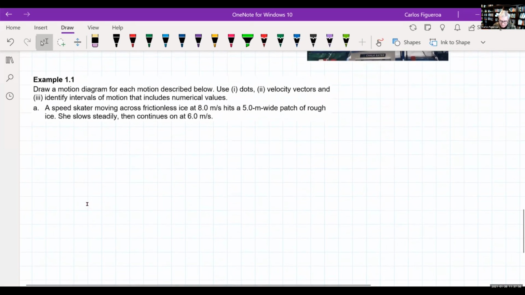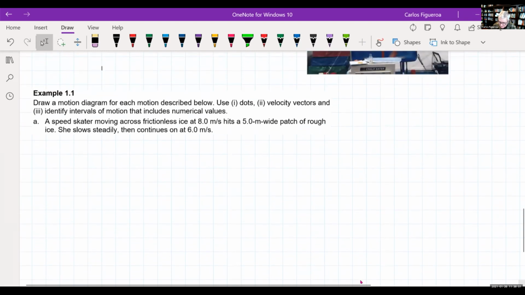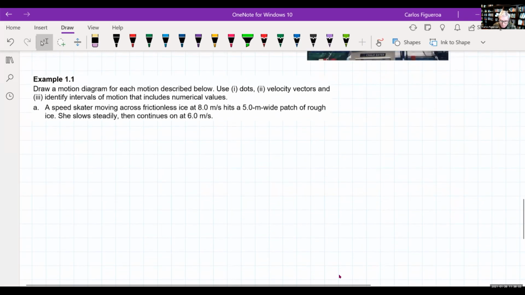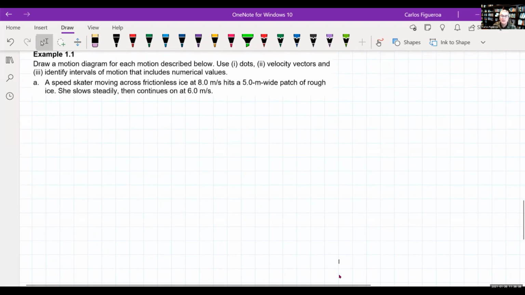So what I want to do here is, on this thing, what it's saying is that I want to draw a motion diagram for each of the motions. There's parts A, B, and C. I want to use dots, velocity vectors, and I want to identify intervals. Intervals are the most important thing to identify, okay? You really want to pay attention to the intervals here. Okay, so let's go look at this thing here.